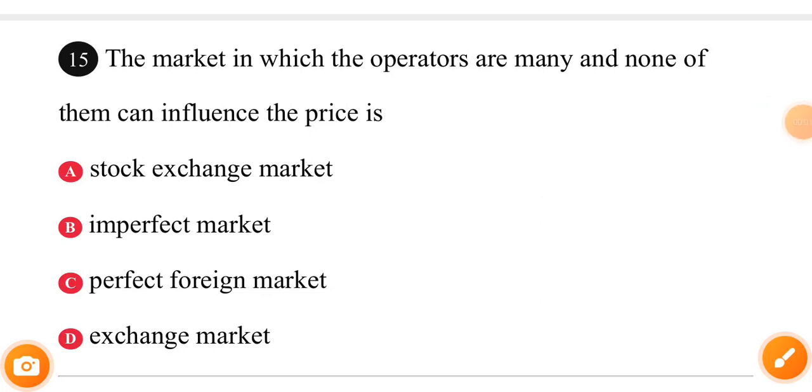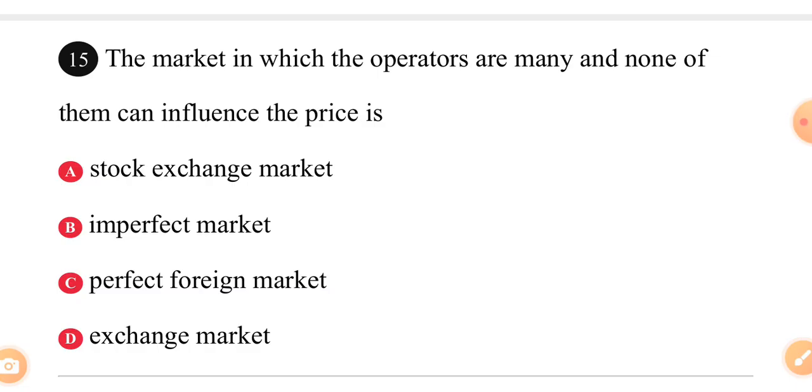Question number 15. As we continue from where we stopped in part 8, this is part 9. The market in which the operators are many and none of them can influence the price is dash. A. Stock exchange market. B. Imperfect market. C. Perfect foreign market. D. Exchange market. The answer to question 15 is C.